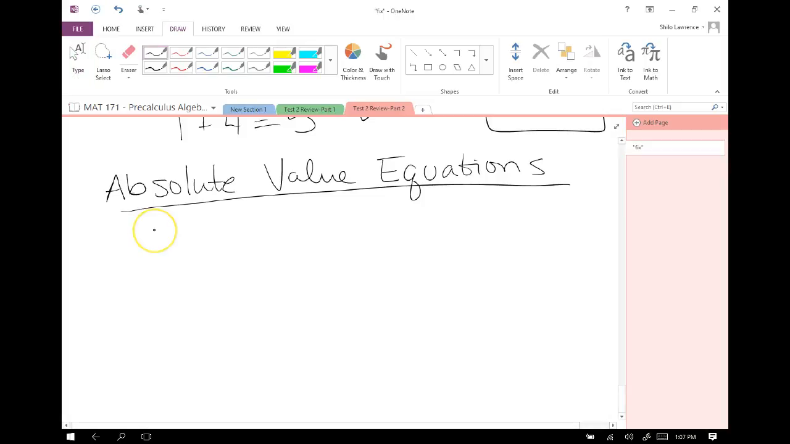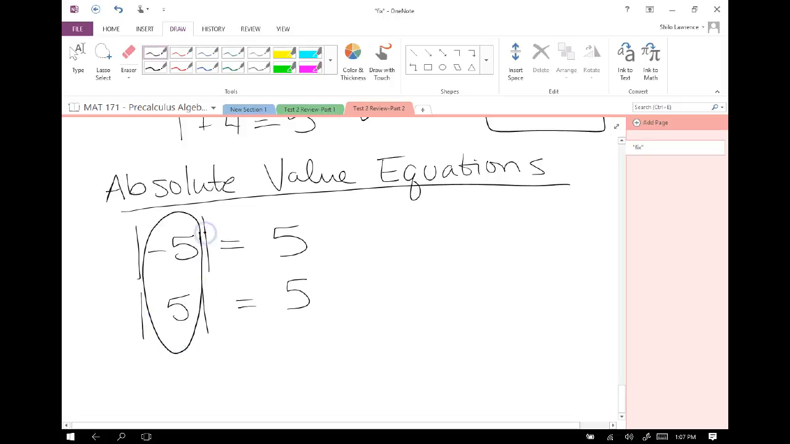So if you know what an absolute value is, then you know that the absolute value of -5 is 5. The absolute value of +5 is 5. So what that means is there are two different numbers that can give you the same answer, the positive and the negative of whatever that is.